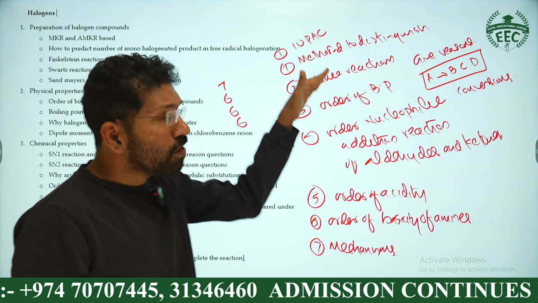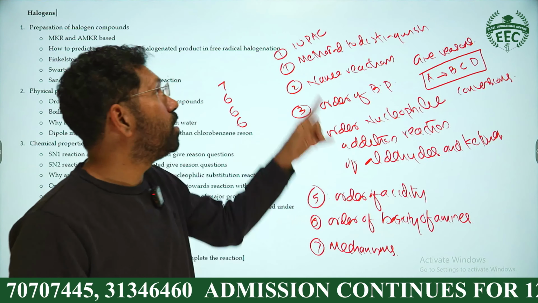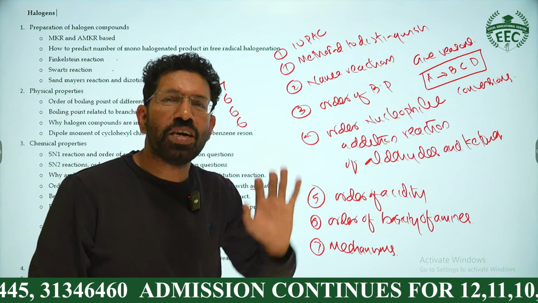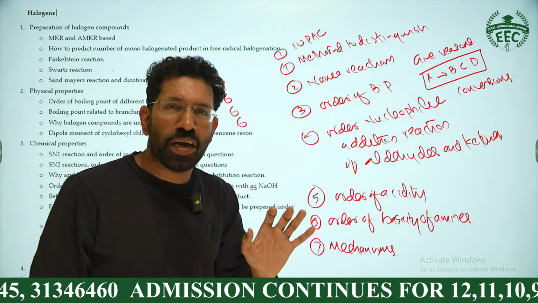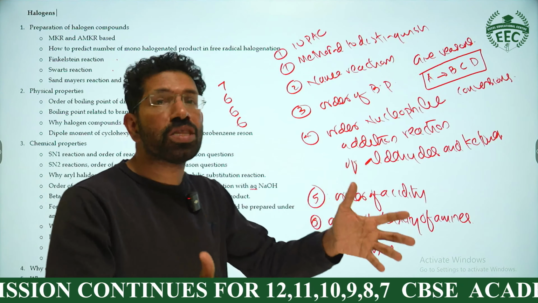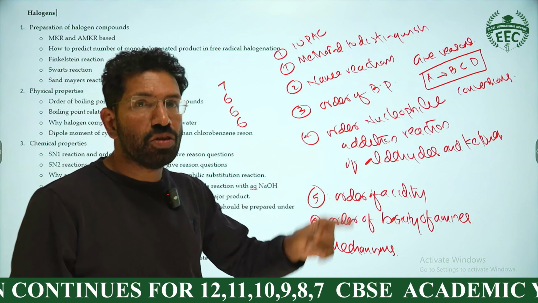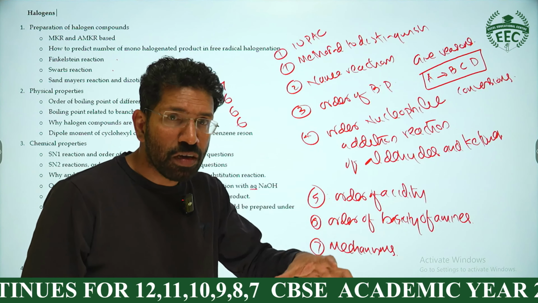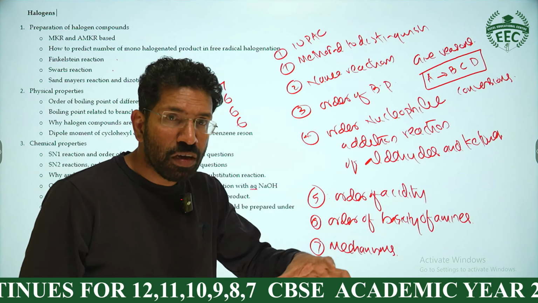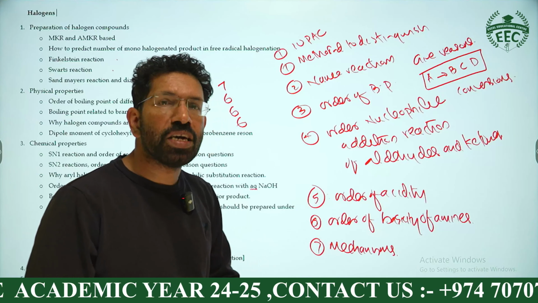If you are studying these portions alone, for example IUPAC, 1 mark. Method to distinguish, you may get 2 marks, probably more than that. Name reactions, you may get 3 to 4 marks because direct name reactions can come. Sometimes complete the reaction can come from name reactions. What's the product? Like that they can ask. 3 to 4 marks you will get.